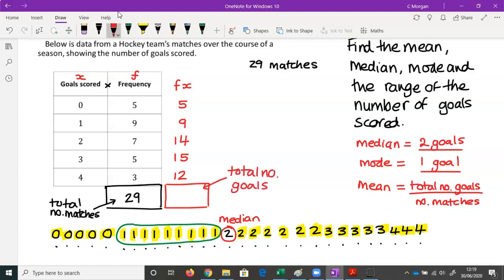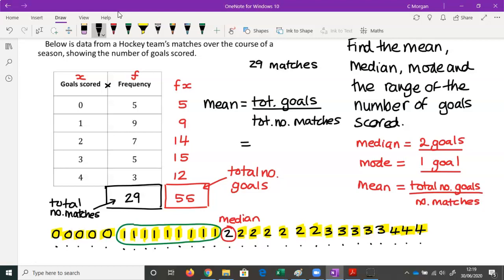So let's do that on my calculator. I have 5 and 9 and 14 and 15 and 12. The answer is 55. So in order to find the mean, what I'm going to do is get the total number of goals, and I'm going to divide that by the total number of matches.